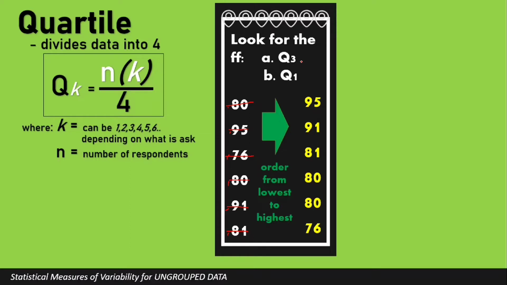Since we are looking for quartile 3, we need to solve it first. Quartile 3 equals n, the number of respondents. So, let's count how many respondents there are: 1, 2, 3, 4, 5, 6. So, n equals 6 because we have 6 respondents. 6 times 3 because 3 is being asked, divided by 4. So, 6 times 3 equals 18.